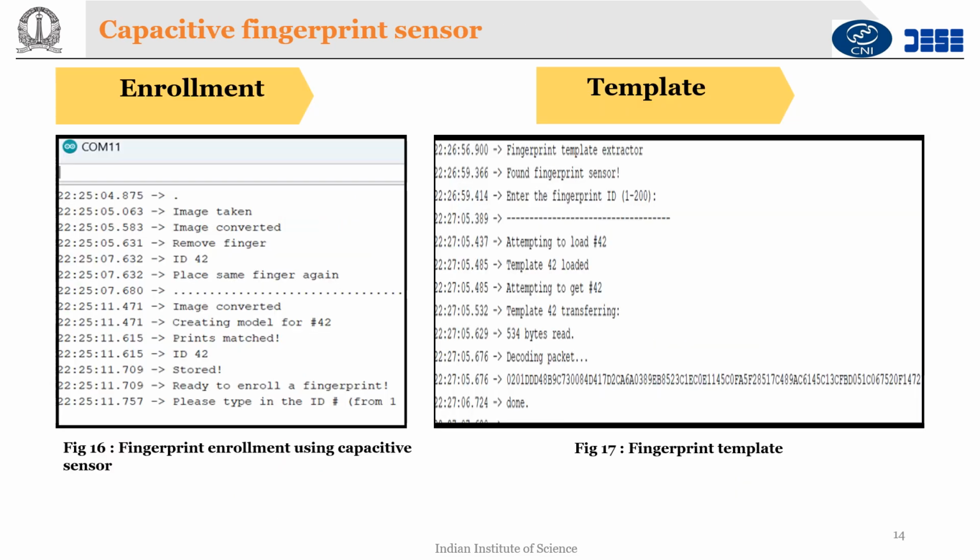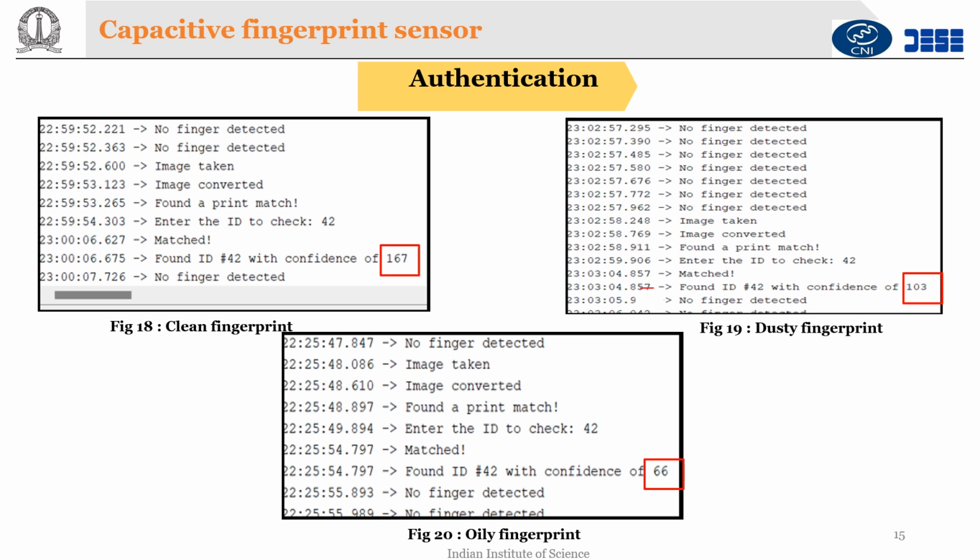So we used a capacitive fingerprint sensor, where we can successfully authenticate a person even if his hands are dirty, wet, oily, greasy, etc. So these are the different images taken while the person is successfully authenticated in harsh conditions, as I have mentioned previously.